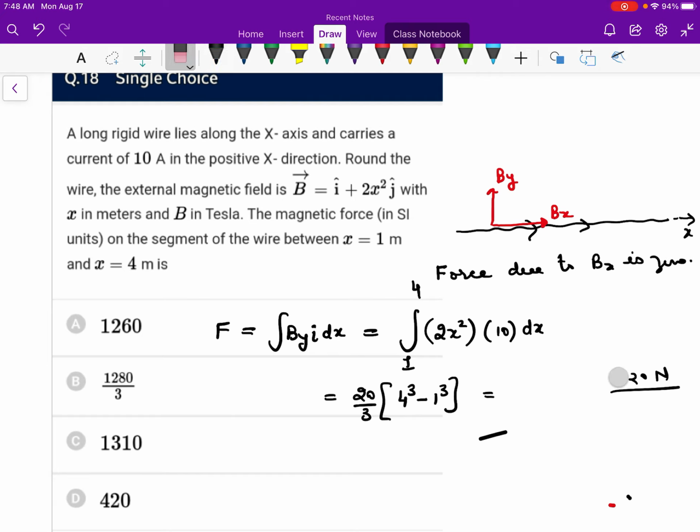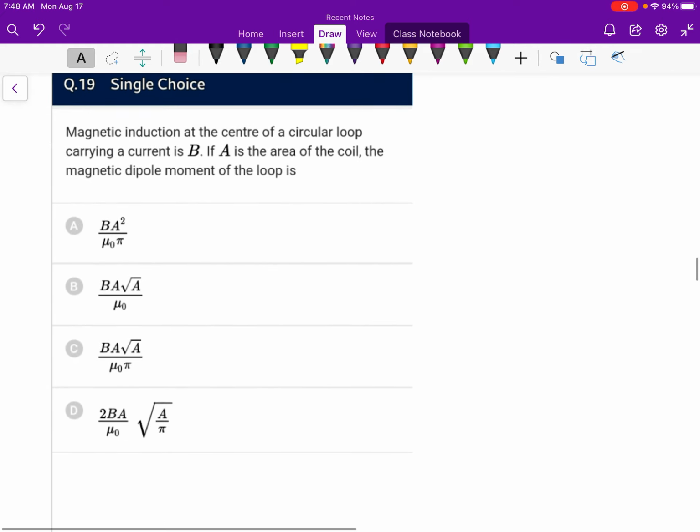Just a minute. So this is 20 by 3 into (4 cubed minus 1 cubed), so this is 20 by 3 into 63. Now 3 21s are 63, so 20 into 21 gives 420 Newton. So D is the correct option.